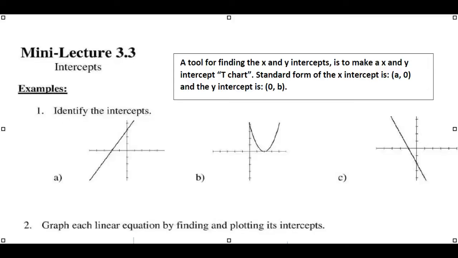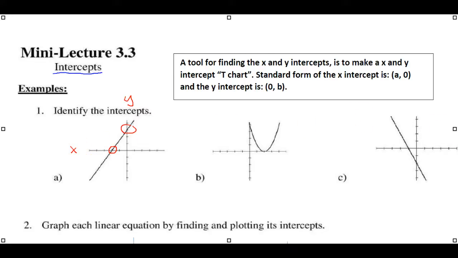As we start topic 3, a key word, as you can see there, is intercepts. Now, what does that refer to? Well, when we have a graph and it crosses the y-axis or the x-axis, the point at which they cross is referred to as an intercept.